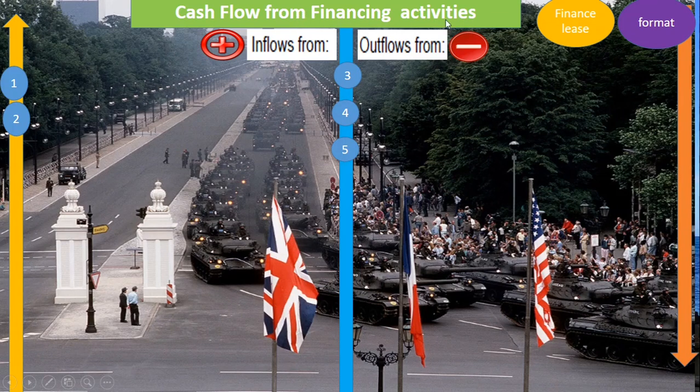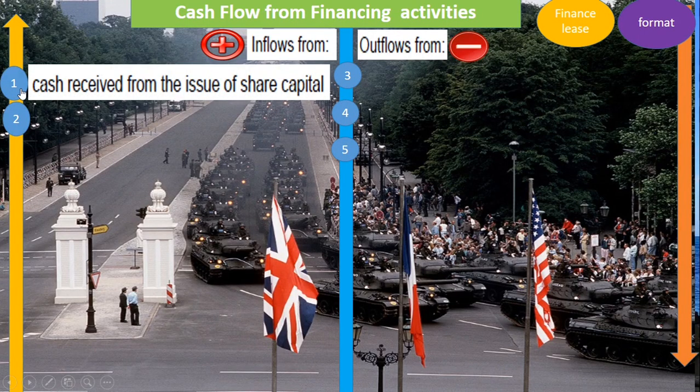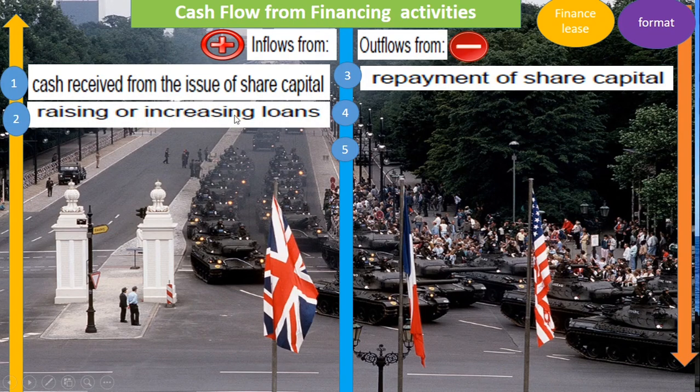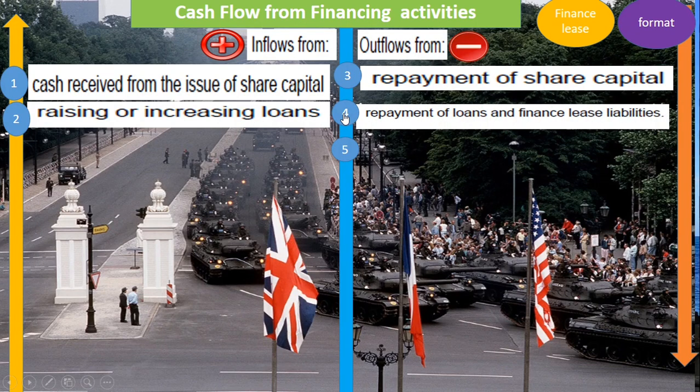Now cash flow from financing activities is also very simple. For inflow, you can remember issue of share capital. That's your inflow. The reverse of this is redemption of share capital, or repayment of share capital. When you repay, we give money, so that's an outflow. If you take long-term loans or issue debentures, there will be an inflow of cash. The reverse is repayment of loans and finance lease liabilities, which results in outflow.